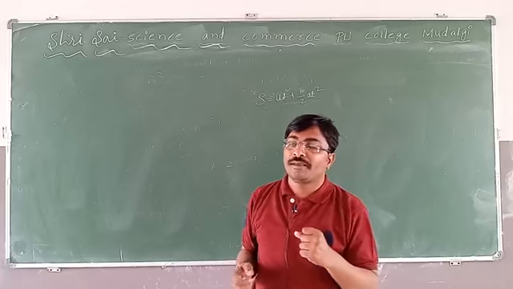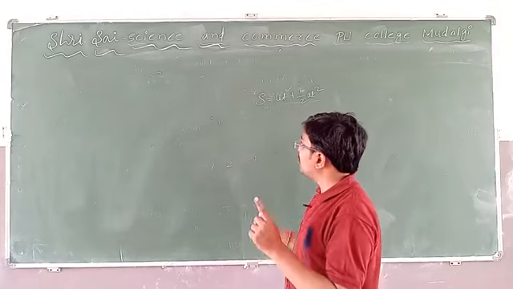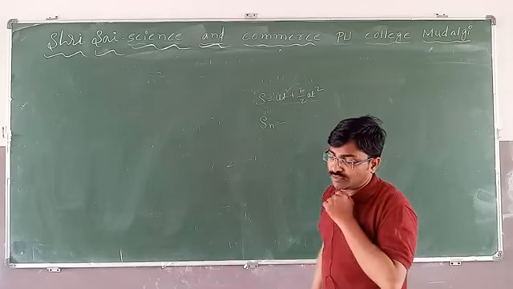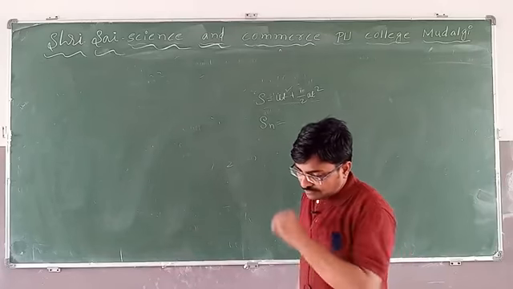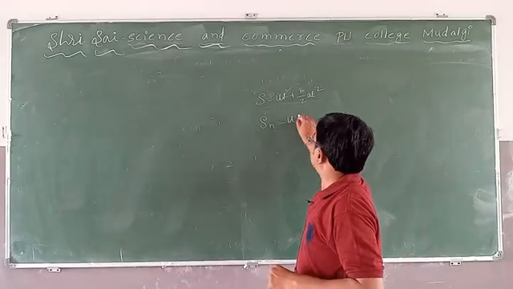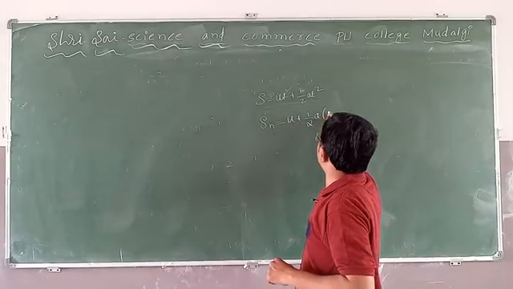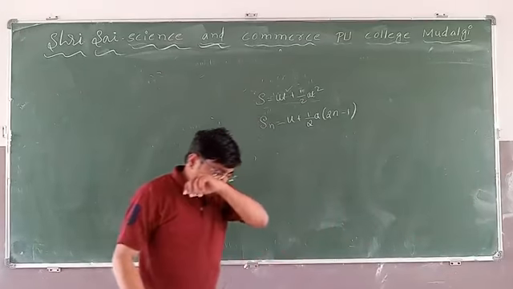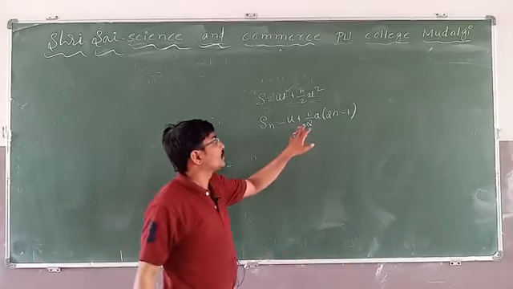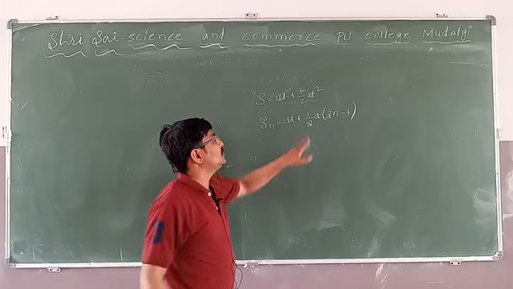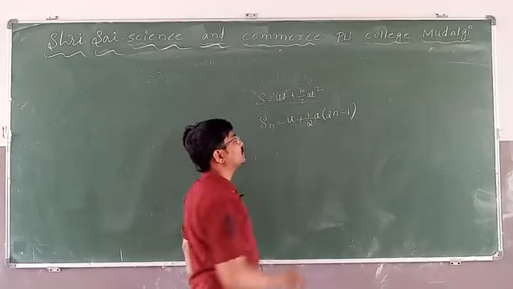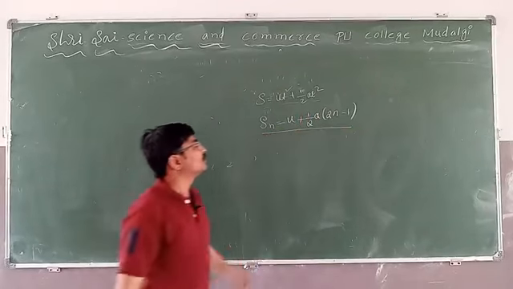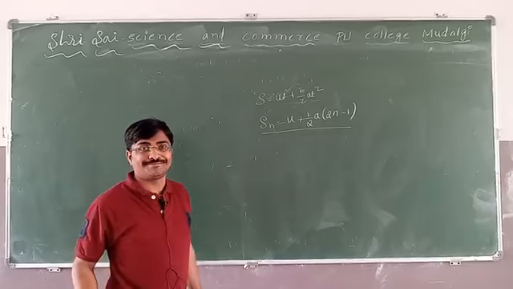We need this. That's why today's work is to find the distance in the nth second. That is the Sn formula. Sn is equal to u plus 1 by 2 a into 2n minus 1. This we have to prove. This is the distance in the nth second.